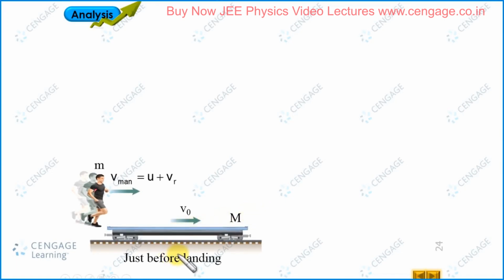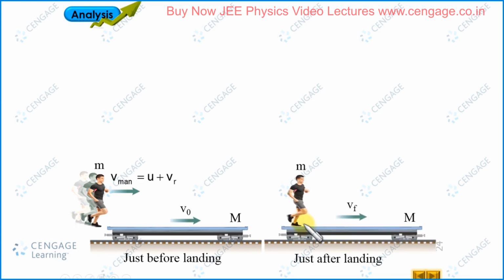This is the front buggy just before landing. Now what will happen? The man, after getting this velocity, will land into this front buggy. At that time, the front buggy is moving with the velocity V naught. That means if we take the man and front buggy as a system, we find here also there is no external force acting on the system, right? And here we are considering the man and front buggy as a system.